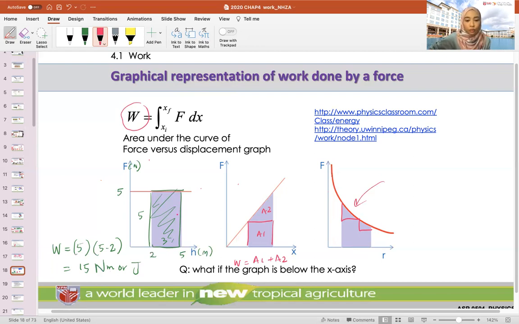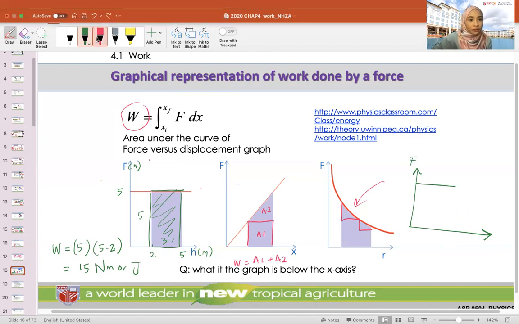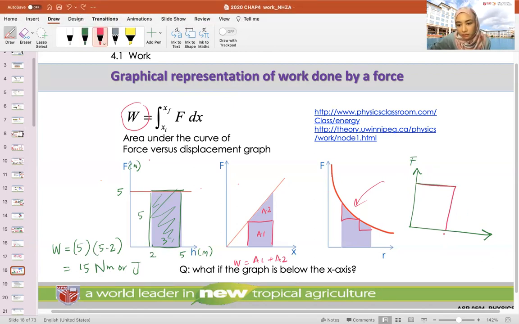It works. So the question is, what if the graph is below the x-axis? What do you do? So let's say you have another graph. Okay, you have another graph. So this is your force. Sorry, this is F. And this is your height. And your graph is like this. Let's use a different color. The graph is like this. So dia ke bawah. Boleh ke nak kira dia punya work done and how do you do it?